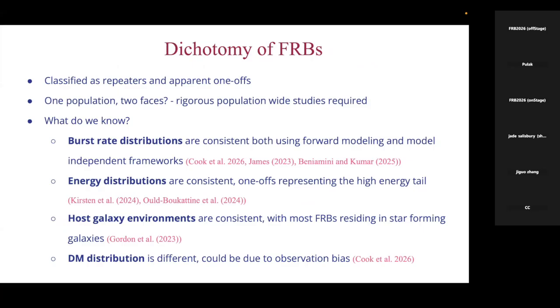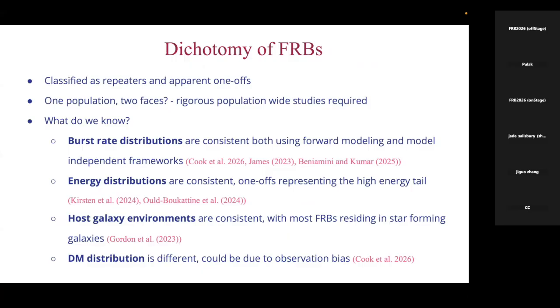So what do we currently know about these populations? If we take a look at the burst rate distributions, the energy distributions, as well as the host galaxy environments, both populations are more or less consistent with each other. However, the DM distribution seems to be different, which could be due to an observational bias.